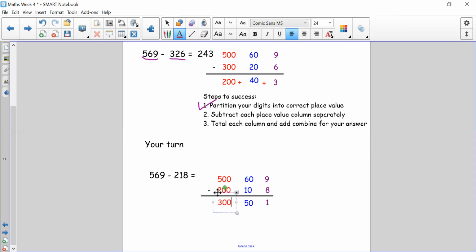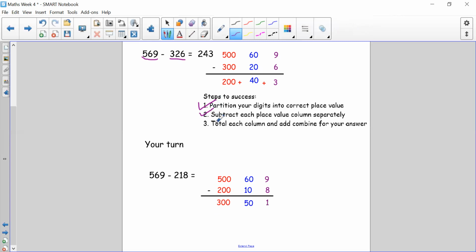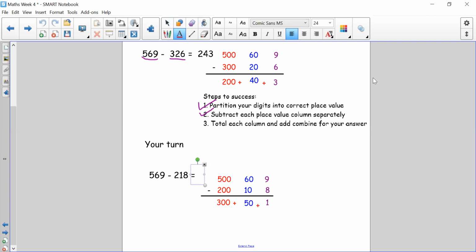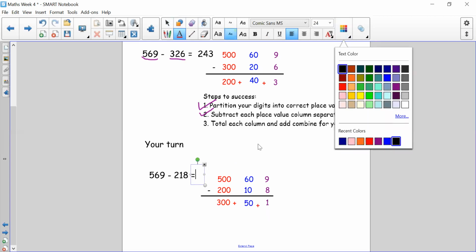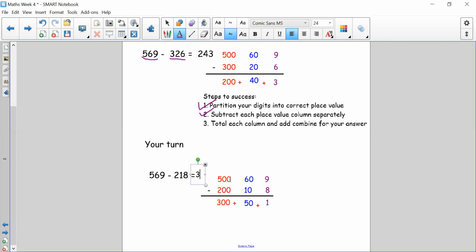Now we need to recombine, because that is what step 3 says. I've done step 2. Total each column and combine for your answer. So let's do 300 plus 50 plus 1, which is going to be 351. So my answer to 569 take away 218 is going to be 351. That is my answer, making sure that I combine that to give me the correct answer.